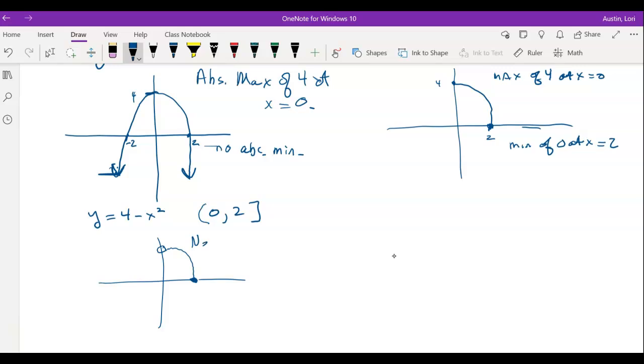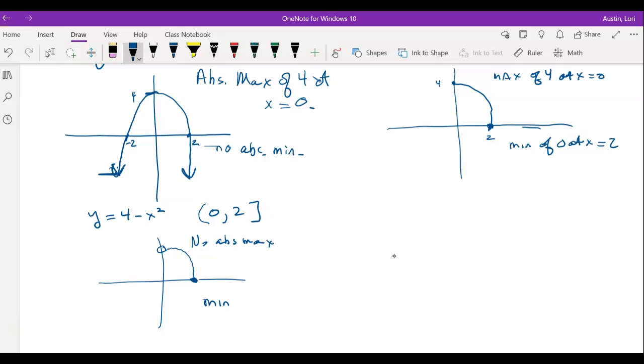And again, the slides have really pretty pictures of all this. So that's why I encourage you to look through those slides or have them open while I'm doing class. That's fine. It's just easier for me to write things out as I go through it. So no absolute max. How about a min? Are we good with a min? Yeah, we still have a min.